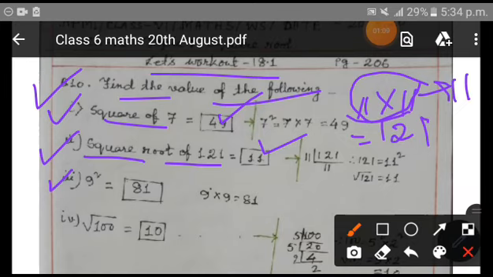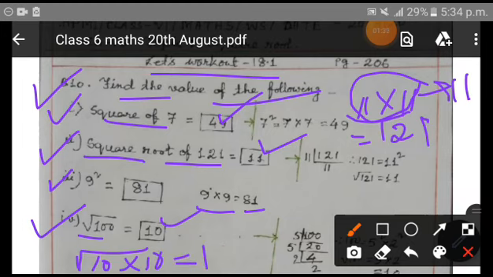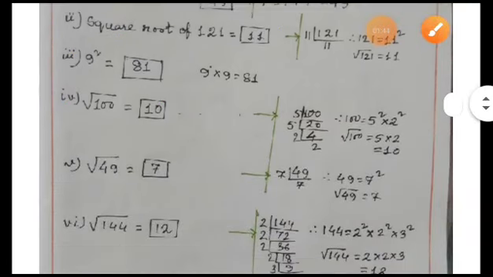Next, number 3. 9 square equals dash. Now 9 square means 9 into 9, which equals 81, because 9 9s are 81. Next one, root over 100. Square root of 100 is 10. Why? Because we know that 100 we can write in the form of 10 into 10. And from this, if I take out a single 10, we get the square root of 100 as 10. Or you can even factorize in terms of its prime factors and then pair the factors.